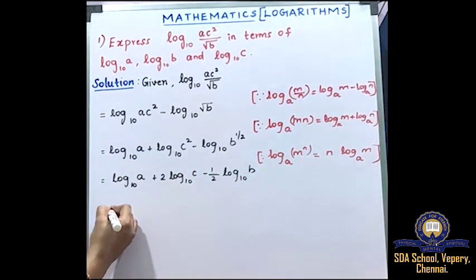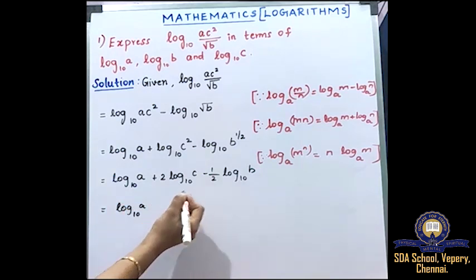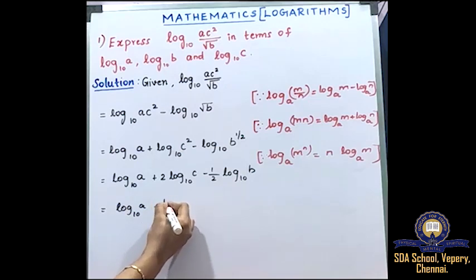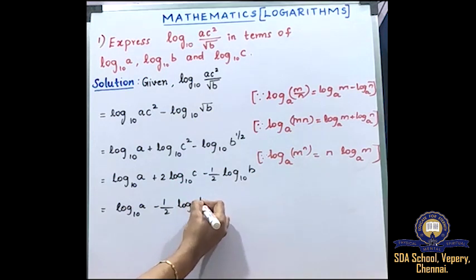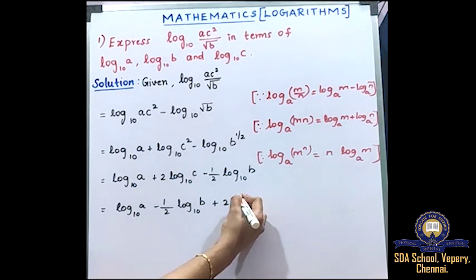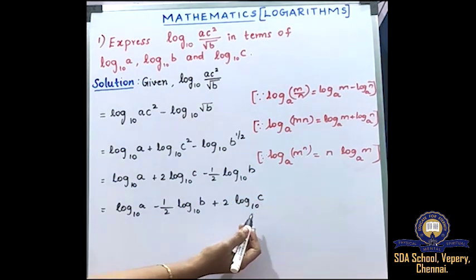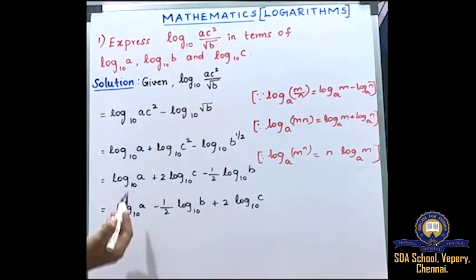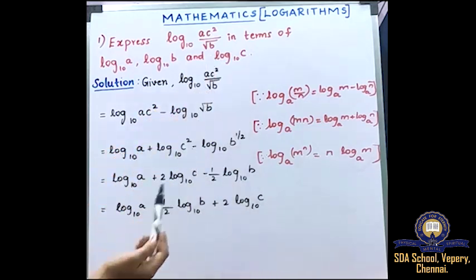Now, if you rearrange this equation, write the first term as such, and the b term I am going to write in the second place. So 1 by 2 log b to the base 10, and the third term is the c term, that is 2 log c to the base 10. Now, if you observe the answer we have got, it is in the form of log a to the base 10, log b to the base 10 and log c to the base 10. Right? Thus, we have proved this sum. So, shall we see the next sum?